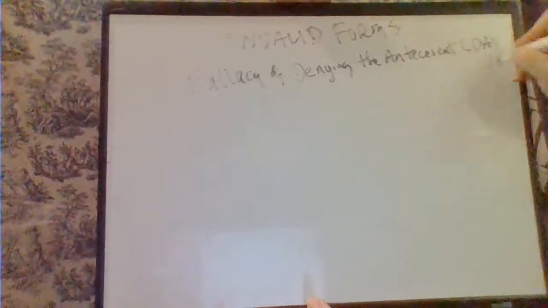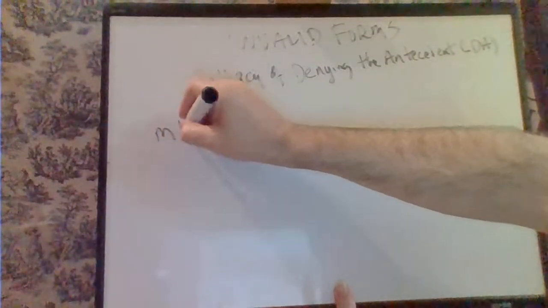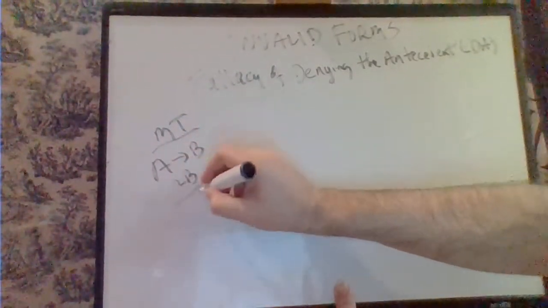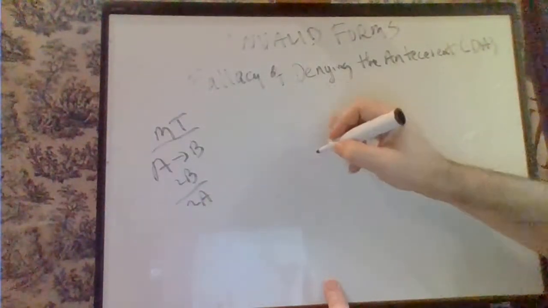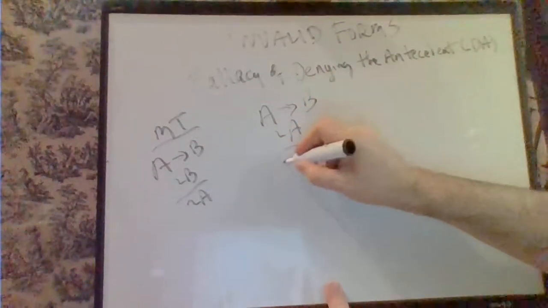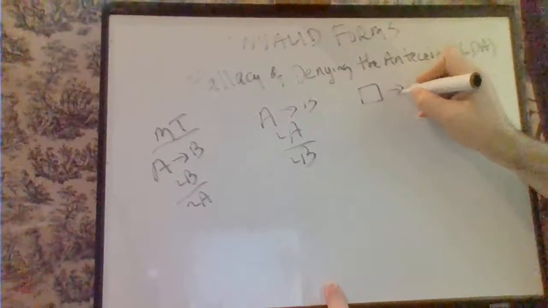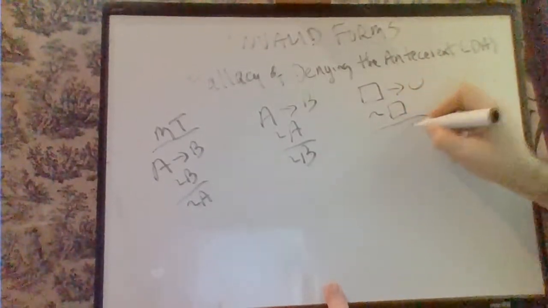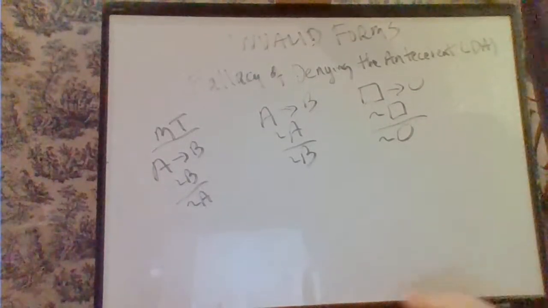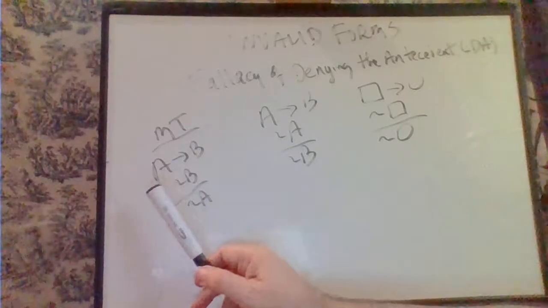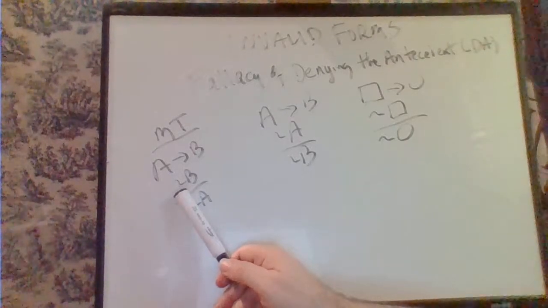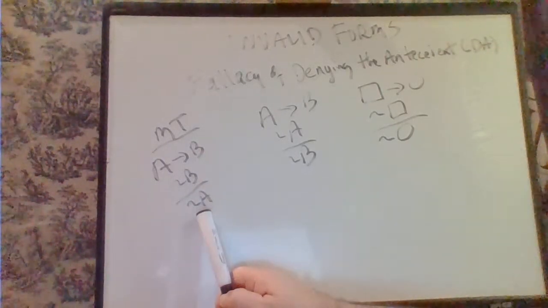Or DA for abbreviation. So remember again, Modus Tollens takes the form if A, then B, not B, therefore not A. Whereas the fallacy of denying the antecedent would be if A, then B, not A, therefore not B, or if square, then circle, not square, therefore not circle. Again, remember with the Modus Tollens form, if the antecedent is true, the consequent must follow from it. The consequent didn't happen, which means that the antecedent didn't happen.